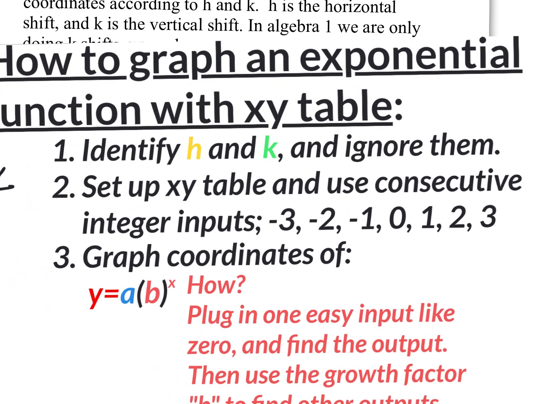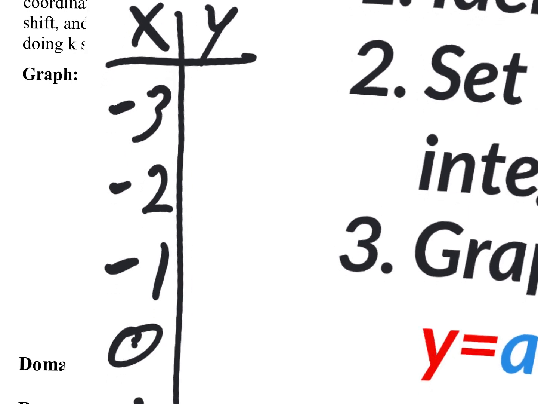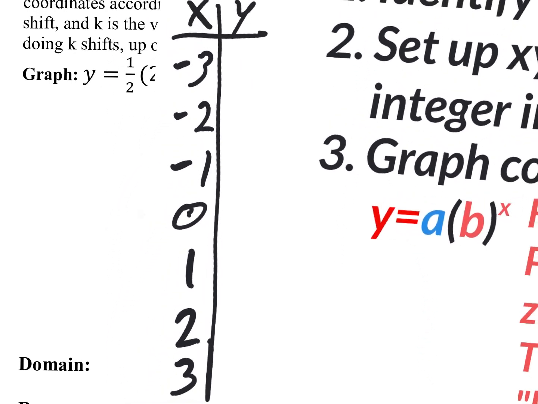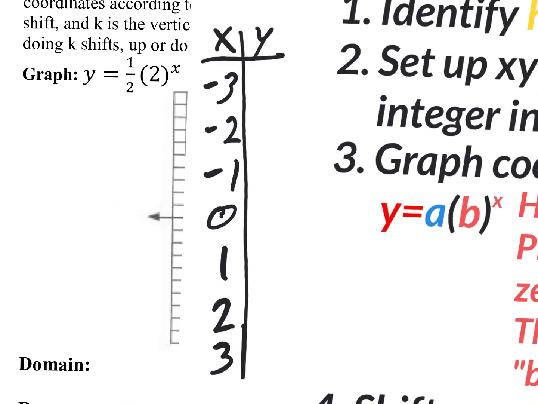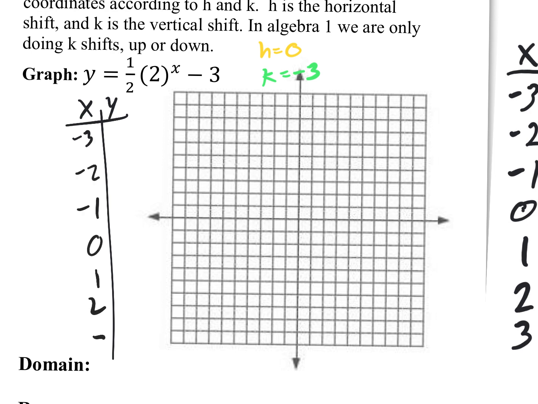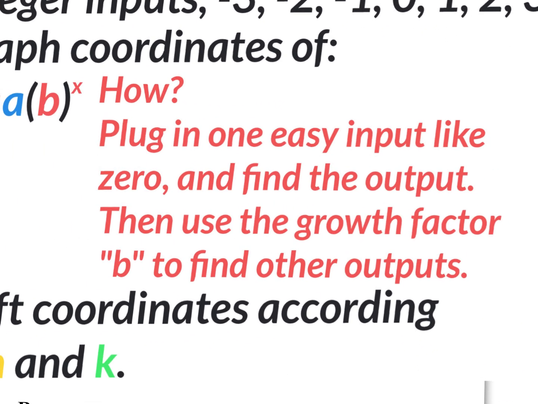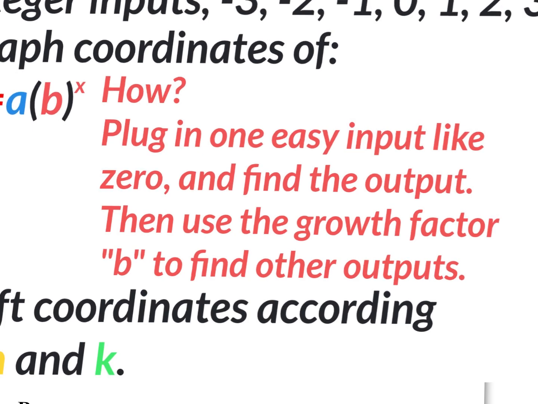Step 2, set up the XY table. Which XY table? This guy right here. And use consecutive integer inputs like -3, -2, -1, 0, 1, 2, 3. Let's do that. So we're going to go over here to the side. We're going to do an XY table. -3, -2, -1, 0, 1, 2, 3. Okay? And then it says plug in one easy input and find the output.